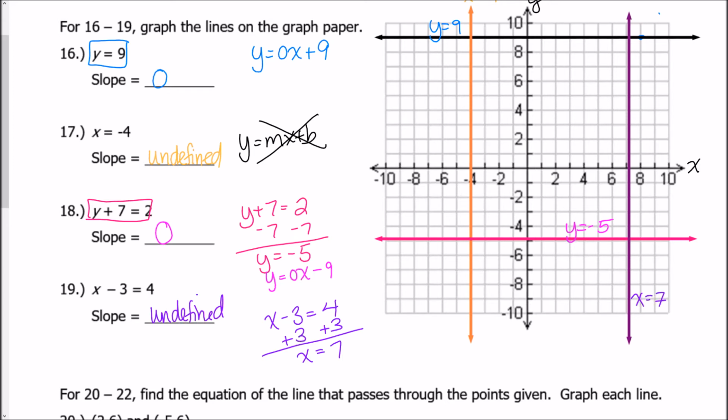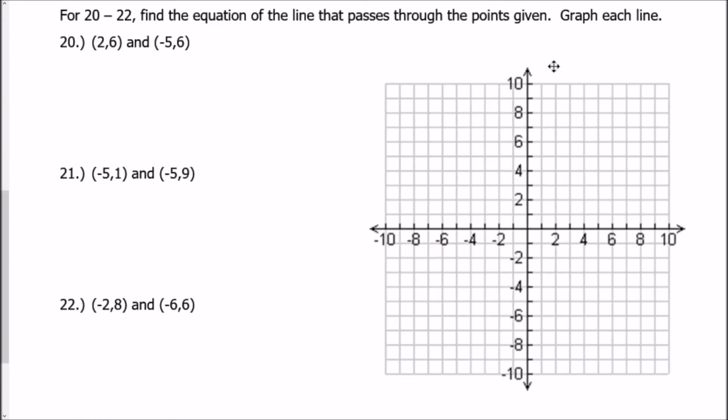undefined. Okay? All right, for 20 through 22, the directions say to find the equation of the line that passes through the points given, and then to graph each line. So for number 20, I know that it goes through the points (2, 6) and (-5, 6). So there are two things I need to know. I need to know the m, and I need to know the b. So to find the m, I'm going to use the formula y2 minus y1 over x2 minus x1.